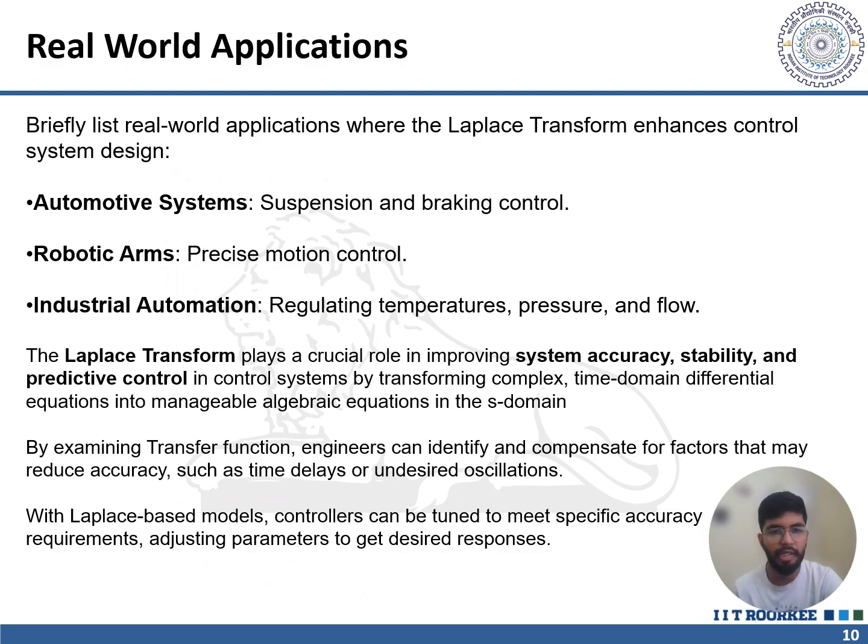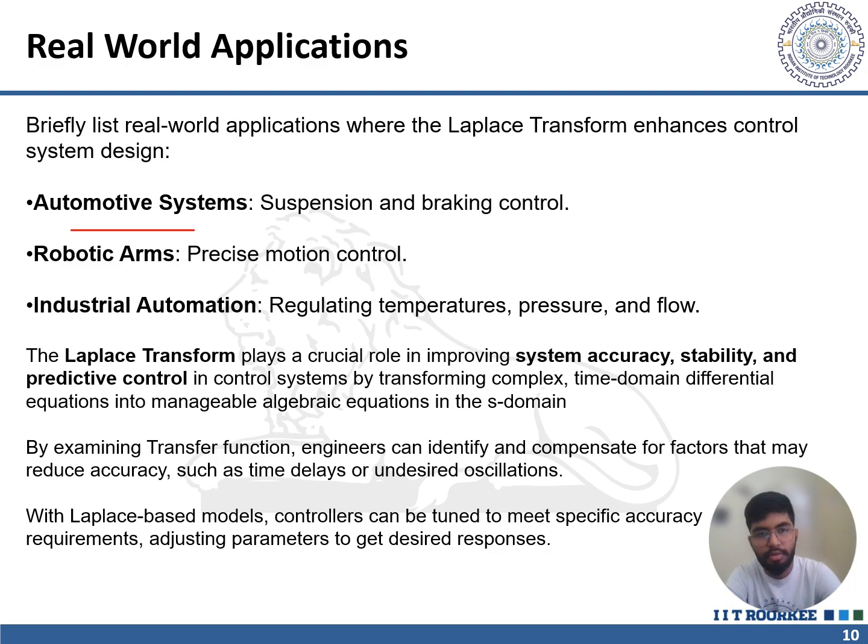There are some real world applications also, like automotive systems: suspension and braking control, or the ABS system, the anti-lock braking system, or cruise control systems, which are very popular these days in cars. In these systems, we use Laplace transformation to make the calculations easier so that we can do them precisely.